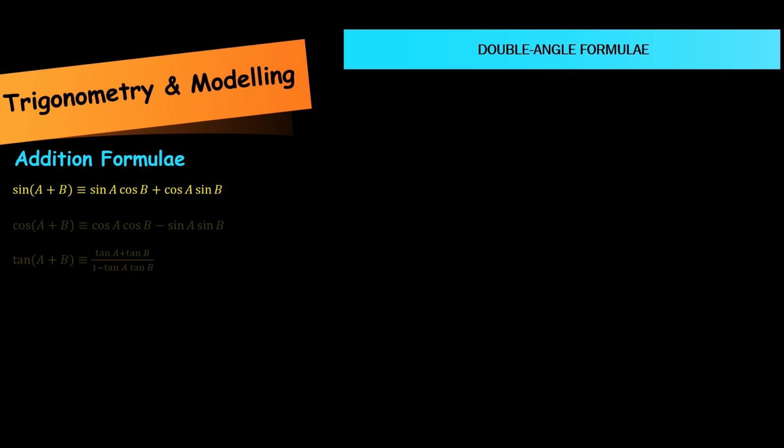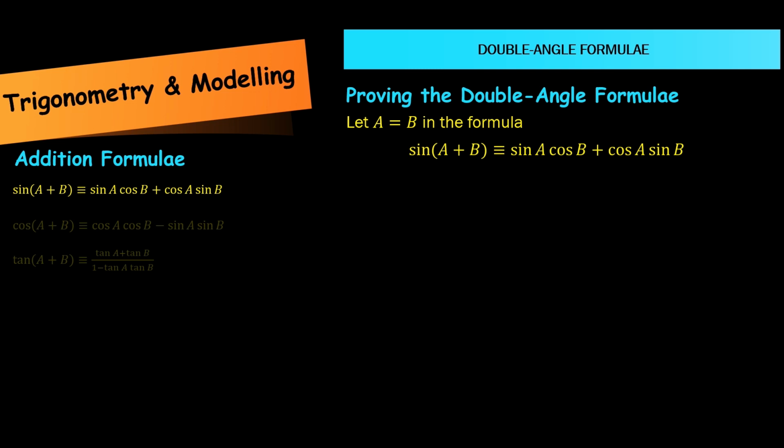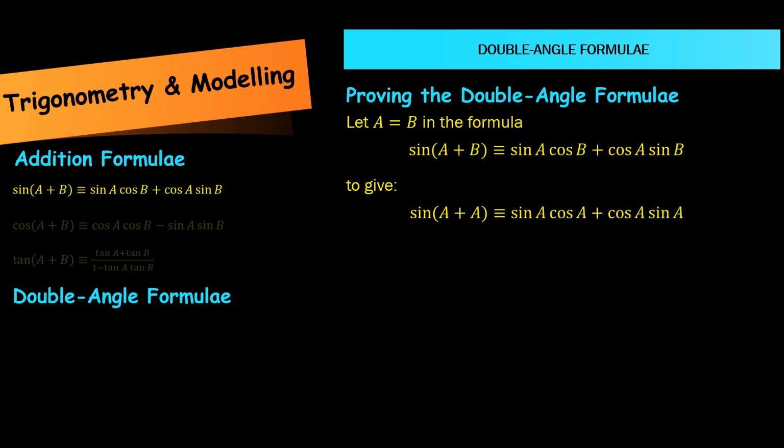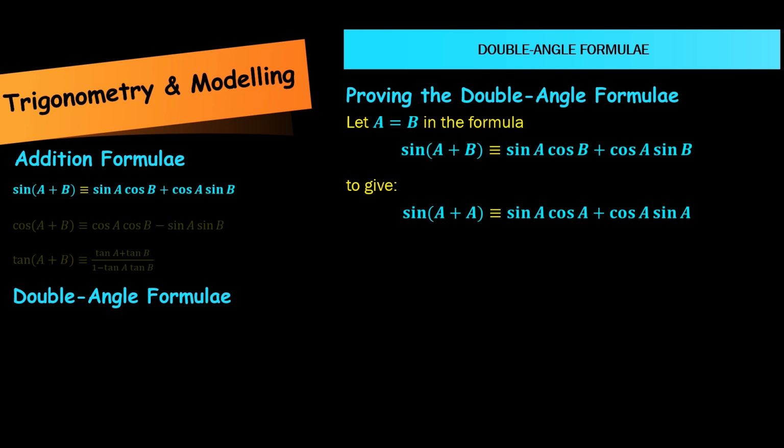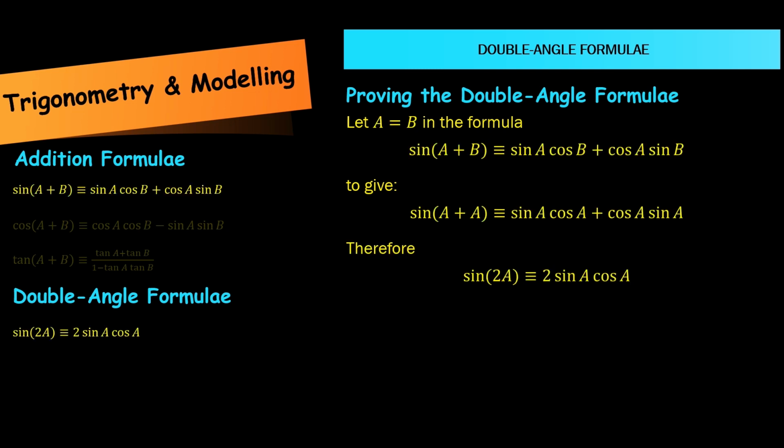Let's begin with the addition formula for sine. If we let A equal B in the formula for sine, we obtain sin(A + A) is identical to sin A cos A + cos A sin A. And therefore, if we tidy up, we obtain sin 2A is identical to 2 sin A cos A. And this is our first double angle formula.